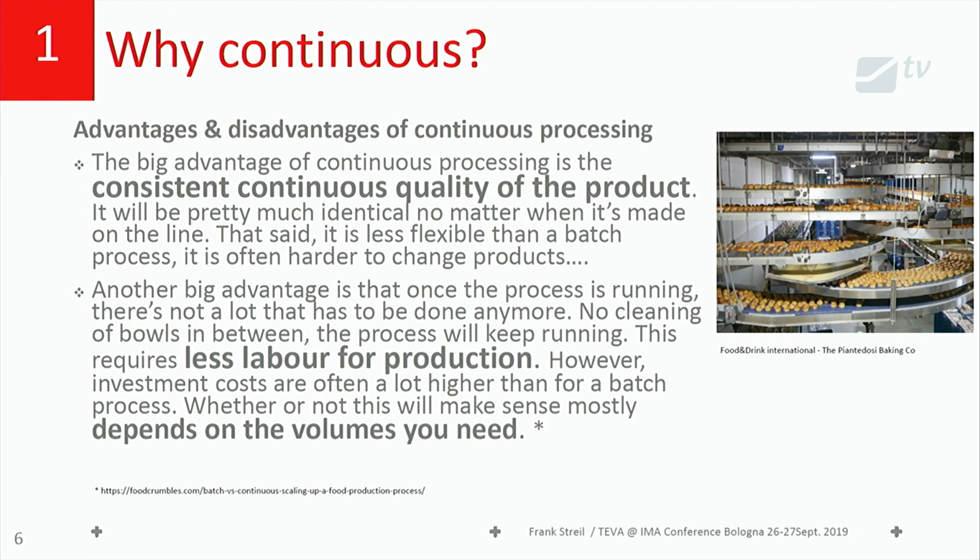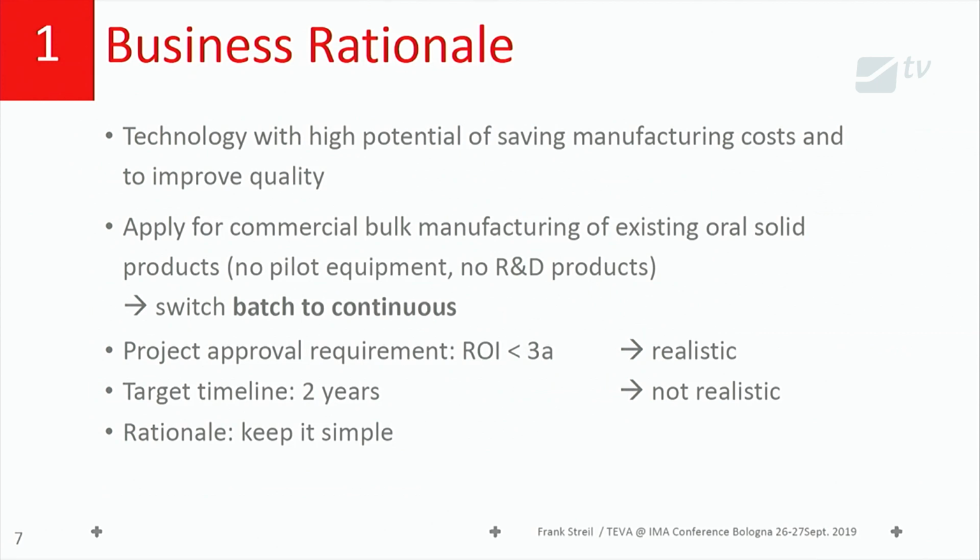In pharma, of course, we need to consider quality as the biggest aspect, and also the regulatory side, but I would like to try to answer this question now from our perspective. The business rationale for us was to have a technology with a high potential of saving in manufacturing costs. That was the rationale behind it and the business case justification. We wanted to apply it to a commercial product which was already existing on the market, and therefore we wanted to switch from batch to continuous. No installation in R&D at all. It was set to have an approval requirement with a return on investment of less than 3 years, and after the experience we have, I'm convinced that this is realistic.